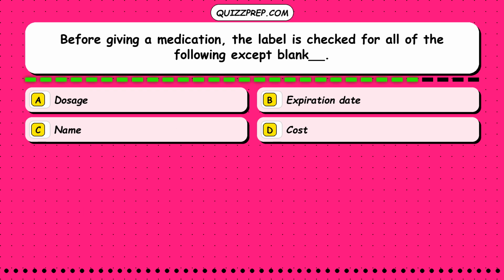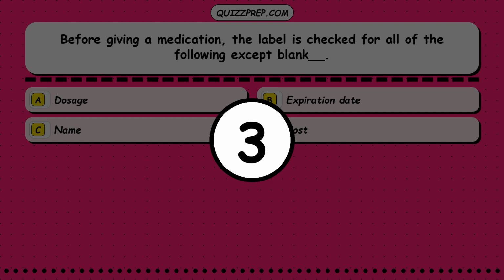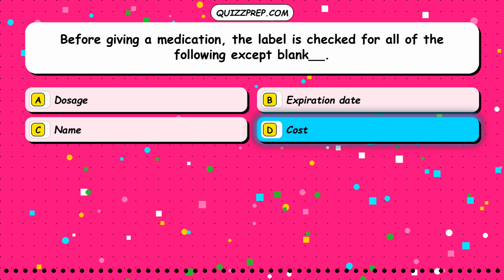Question 9. Before giving a medication, the label is checked for all of the following except blank. Option A. Dosage. Option B. Expiration date. Option C. Name. Option D. Cost. The correct answer is option D.